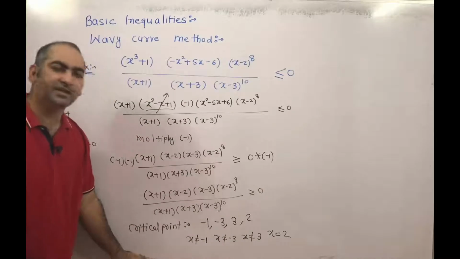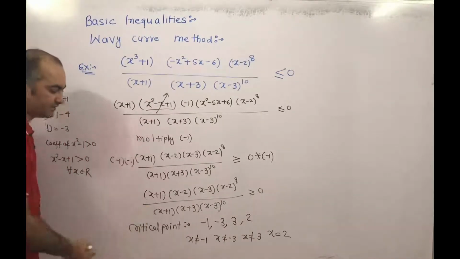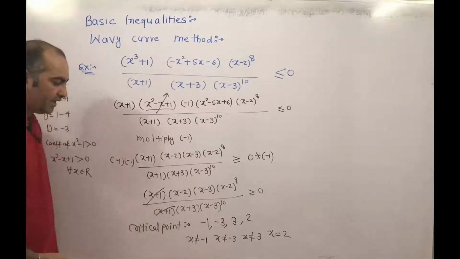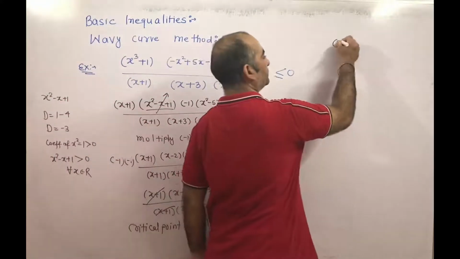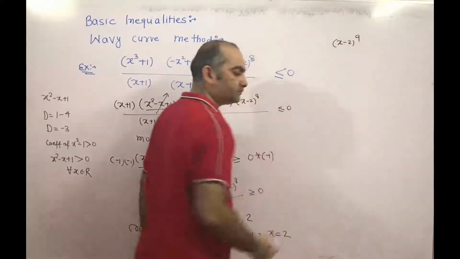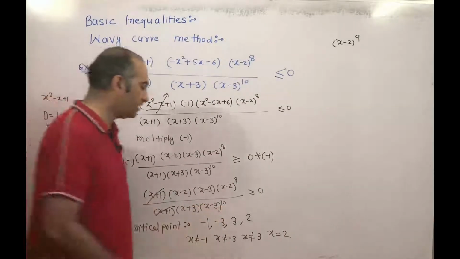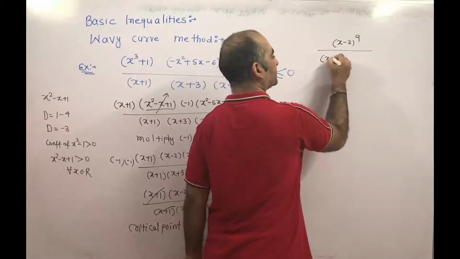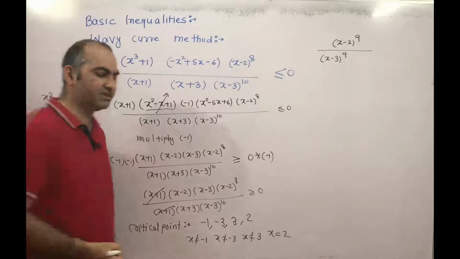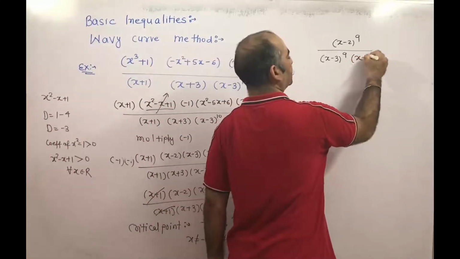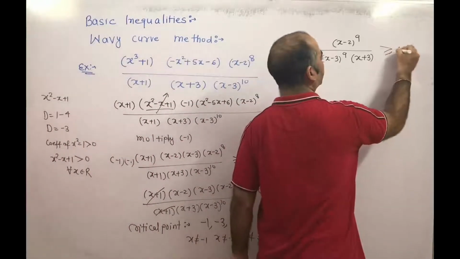After writing the critical points, we will simplify this. Here x plus 1 gets cancelled. So x minus 2 into x minus 2 to the power 8 will come out as x minus 2 to the power 9. Then x minus 3 divided by x minus 3 to the power 10, so the denominator is x minus 3 to the power 9, and this is x plus 3. And this we want greater than or equal to 0.